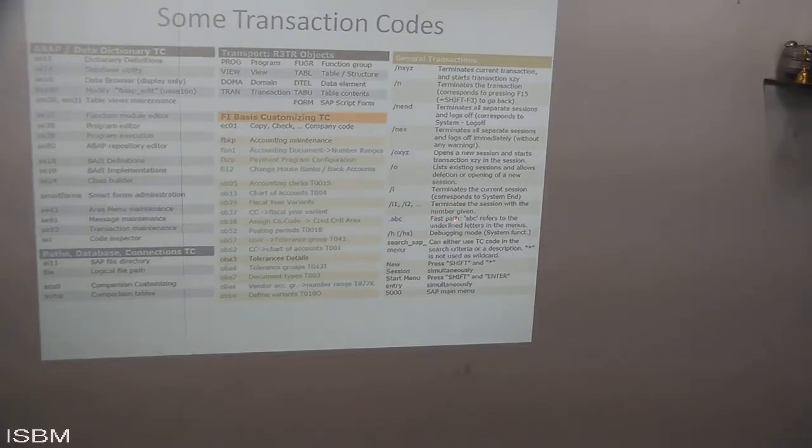.abc, first path .abc refers to the underlying letter of the menu. /h is debugging mode, an HS system function. In the search help menu, you can search either by TC code or by the search criteria description. For a new session, press Shift and colon simultaneously to start the menu, then press Shift Enter. You will get the S000 SAP main menu.